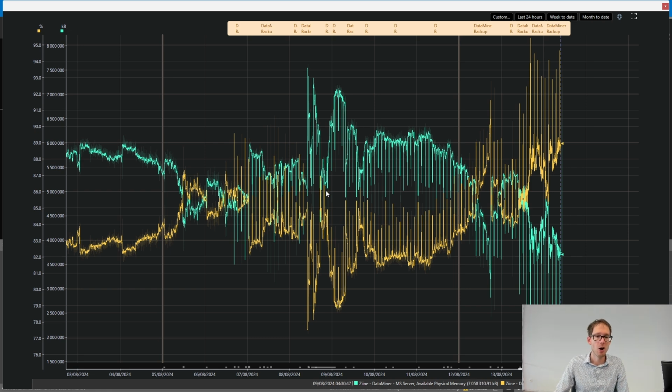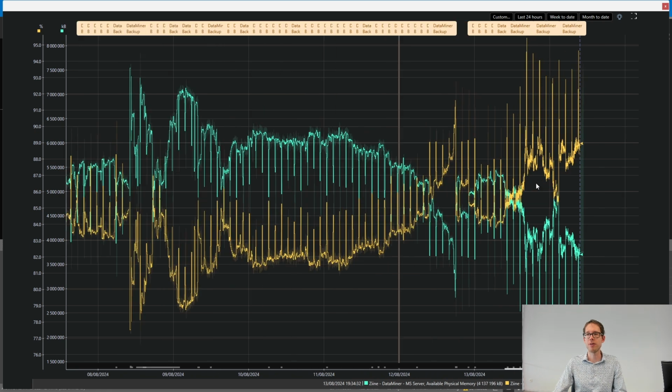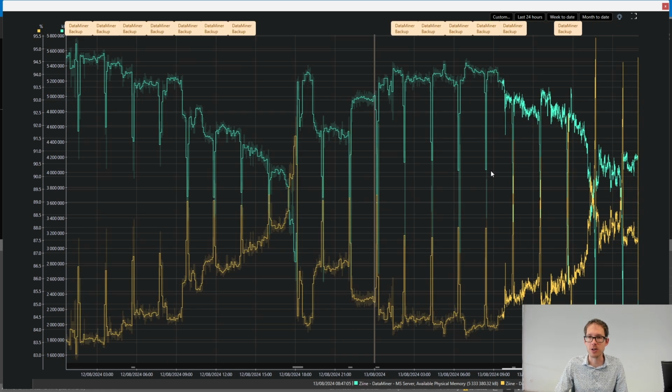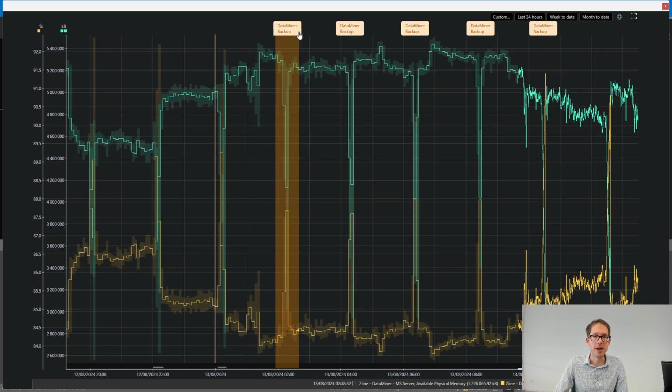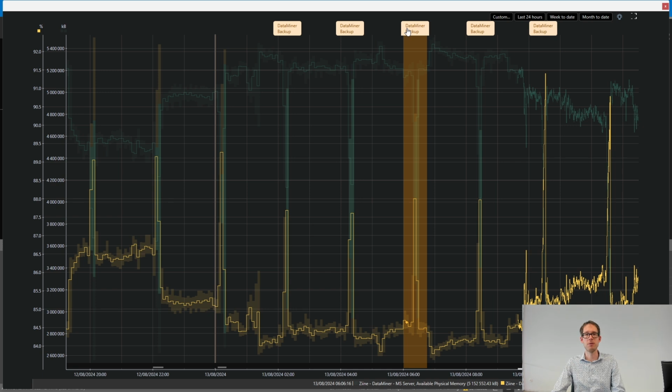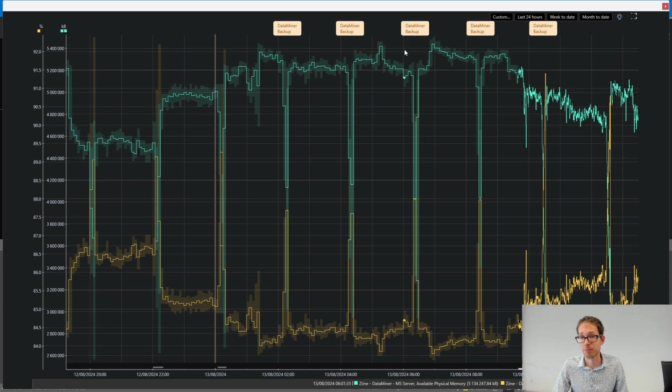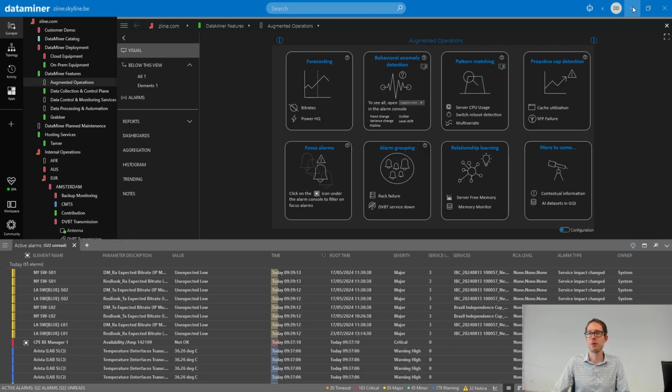But interestingly, on this yellow graph, I have defined a pattern, namely a DataMiner backup pattern. So now I know that the spikes down on the blue one actually correspond with normal behavior, namely a DataMiner backup. All right, that's a first example where this feature can be useful. Let me show you another example.